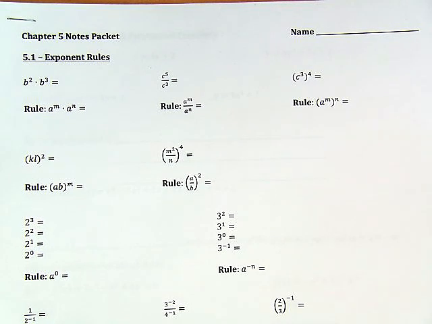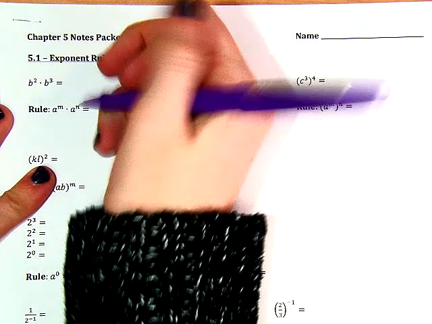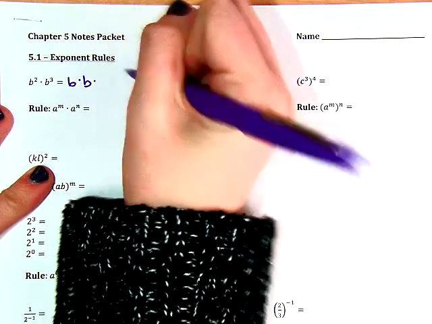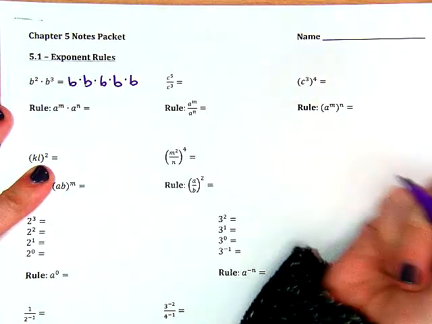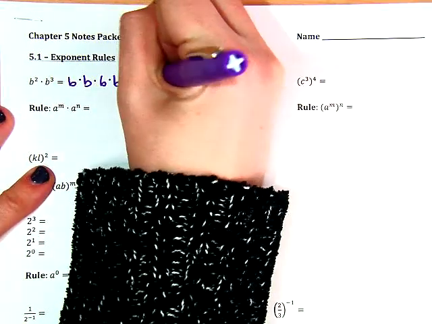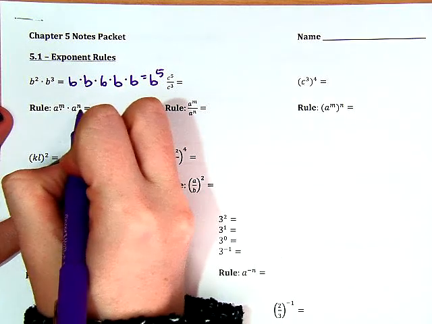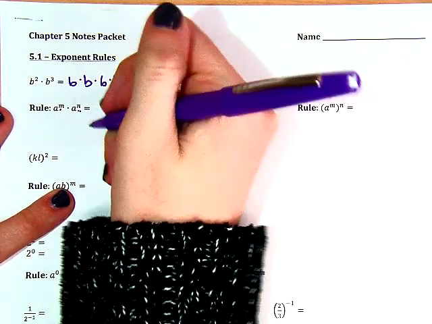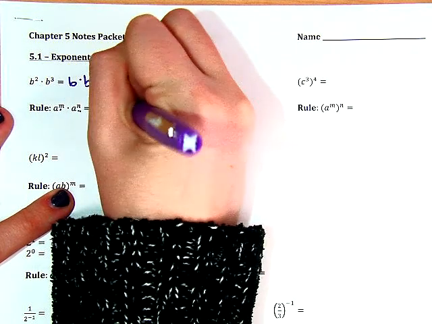Chapter 5.1 is all about exponents and exponent rules. First one here, if we have b squared and b cubed, that's like 2 b's and then 3 more b's. How many b's do we have? B to the 5th. So what do you do to the power? It's like adding them, m plus n.